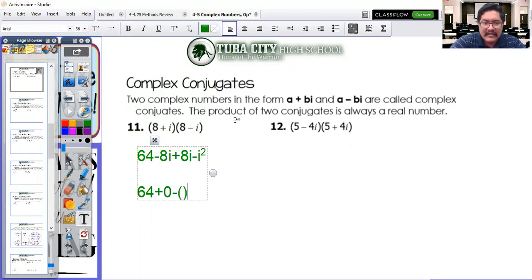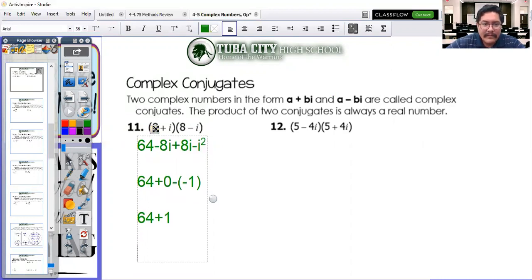Now we got a minus i squared, but remember that i squared is -1. So since we're minusing a negative, when you take away a negative, that's like taking away something bad. If you have pain and you take it away, that's good. So it becomes a positive. So in this case, I have 64 plus 1, which would be 65.